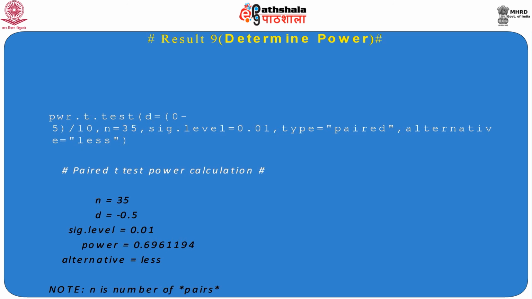Now we change the alternative from two-sided to less. Now it is also applicable as one-sided. Then our power increased from 0.59 to 0.69. So a 10% increase in the power value is observed when you shift from two-sided to one-sided.